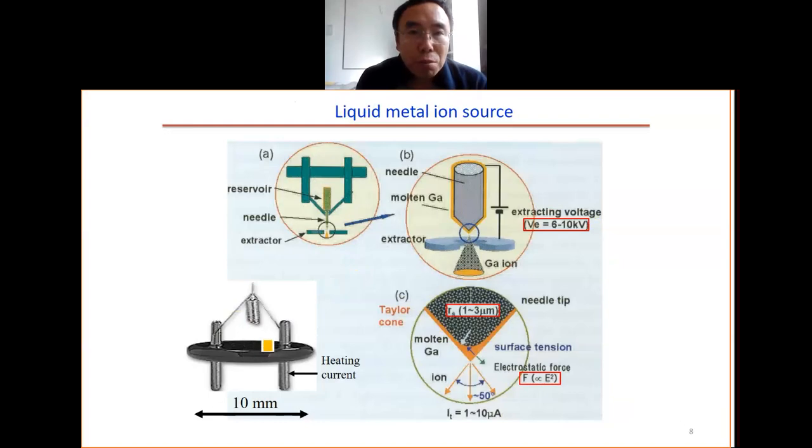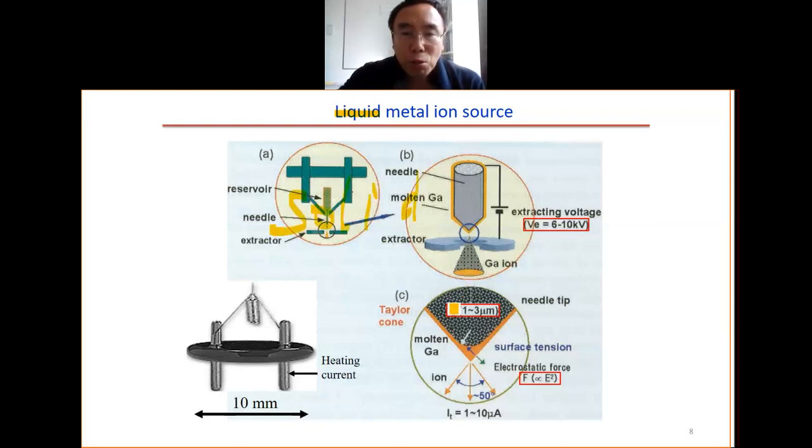Now here is the photo of the liquid metal ion source. So here is the idea of the current coming out. You have the molten gallium and you have the tungsten. Now I want to ask you, do we really need liquid metal to have the ion source? Can we use solid metal?